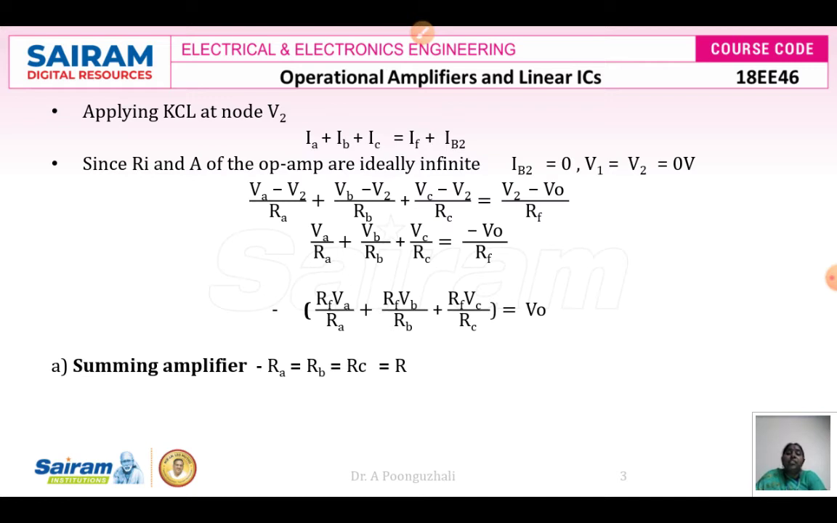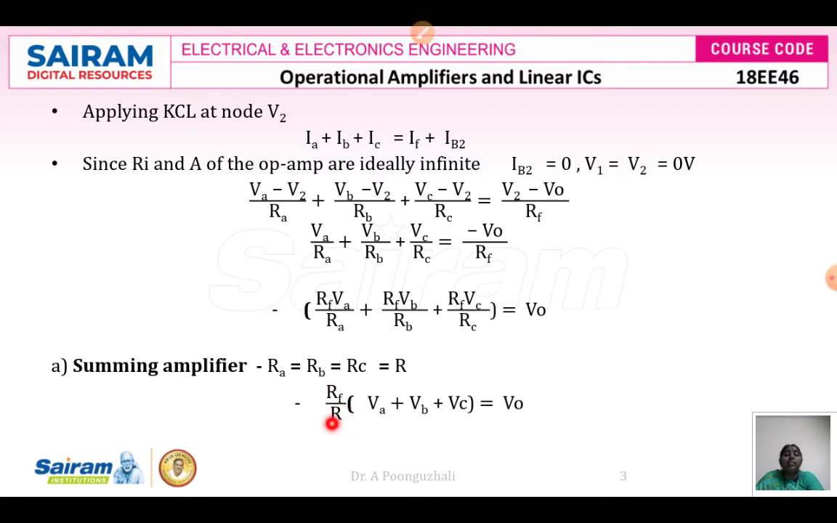So to construct a summing amplifier, my RA is equivalent to RB is equivalent to RC is equivalent to R. If I substitute it, my equation is going to be minus RF by R into, this is going to be common, VA plus VB plus VC. So I can see that my output voltage is nothing but the summation of the input voltages VA plus VB plus VC multiplied by the gain of the circuit.